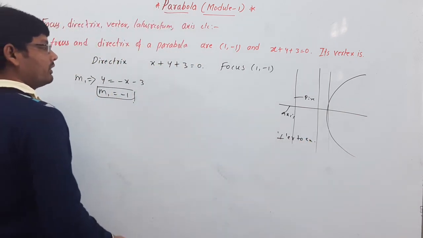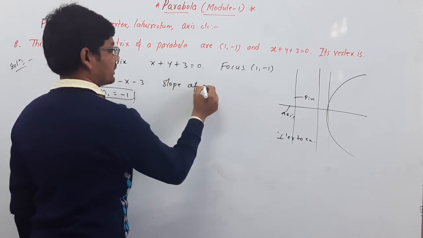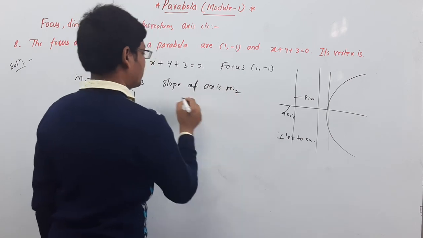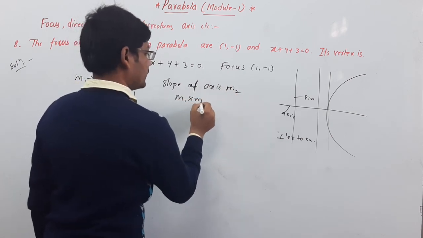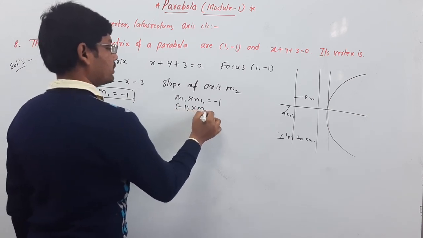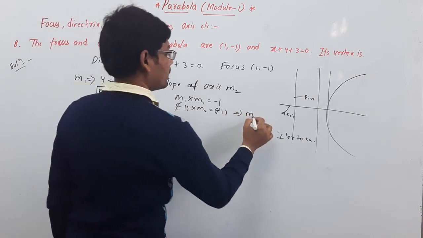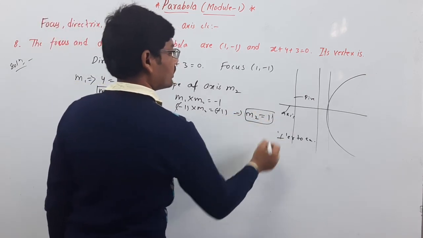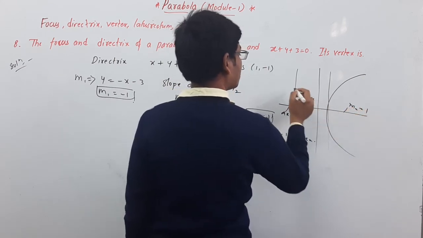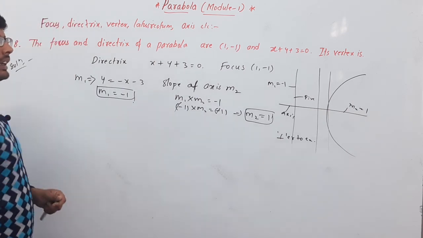so the slope of the axis, m2, becomes m1 into m2 equal to minus 1. Where m1 is equal to minus 1, then m2 becomes 1. So m2 is equal to how much here? 1. m2 is the slope of the axis, equal to 1, and m1 is equal to minus 1. So here we are getting the slopes.